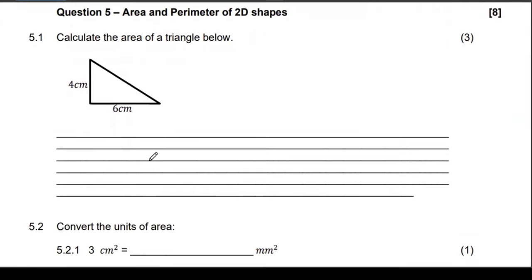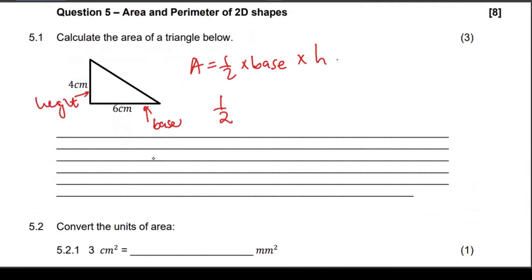Then question 5, which is area and perimeter, they want us to calculate the area of a triangle. So we know that for a triangle, the area is given as a half multiplied by the base multiplied by the height. So a half, this 6 is the base, this 4 is the height. So a half times 6 times 4. From your multiplication, you know what to do. Multiply the numerator separately, denominator separately. So that's going to be 24 over 2, which is 12. But area is measured in square units.